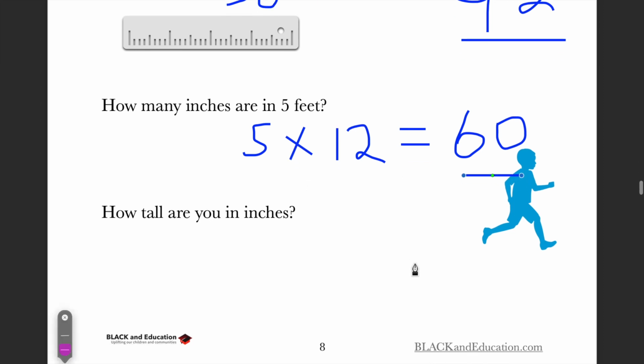One of the things you can do right now is go measure yourself. Use a tape measure and figure out how many inches you are in feet. How tall are you? Are you greater than 5 feet? Are you less than 5 feet tall? And figure out how many inches tall you are yourself.